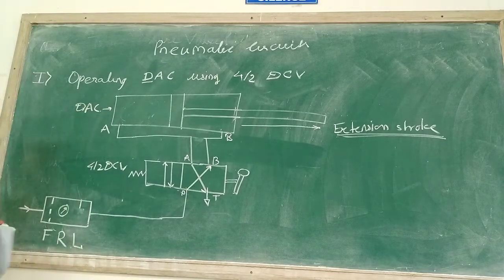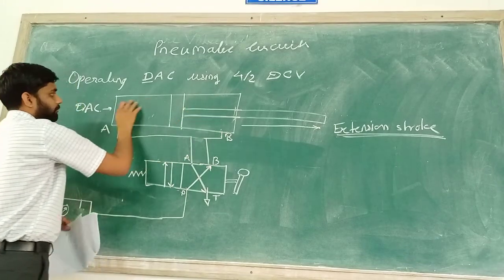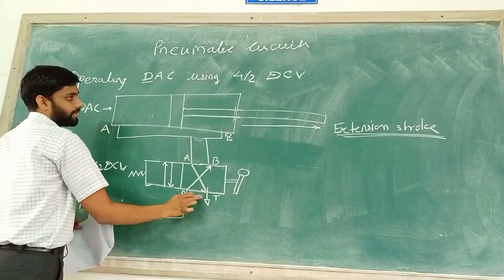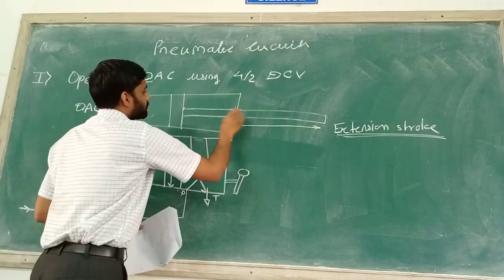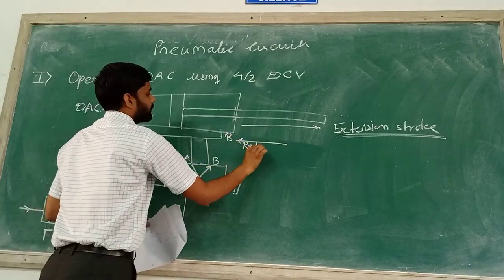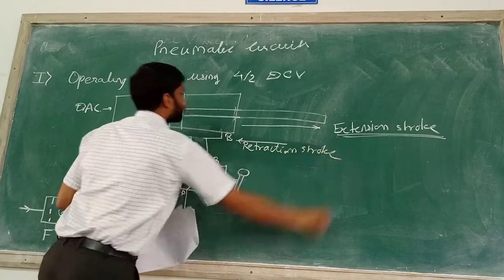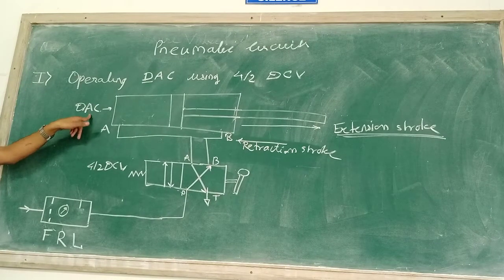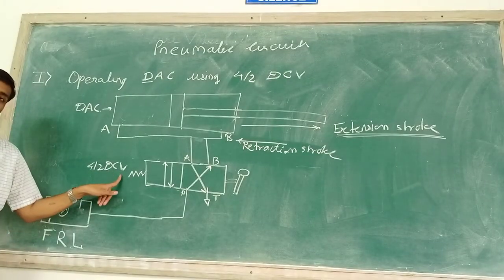Okay, so here what is happening? The air from port P is moving to the port B, and it is going in that area, and from this area the air will get removed. It is coming out from this threaded exhaust air port. So this will cause high pressure inside this area, and the piston moves in the inward direction, and we get the retraction stroke here. Okay, so how are we going to operate this double acting cylinder? We are going to operate this double acting cylinder by changing the position of this direction control valve.